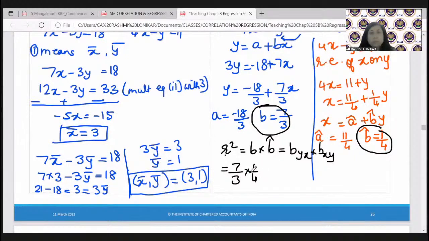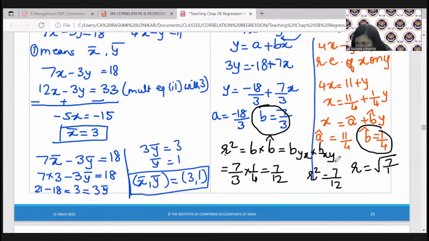What is the sign of both b's? It is positive. So what will be the sign of the correlation coefficient? It will also be positive. So this is 7 upon 12. So r square is equal to 7 upon 12, which means r is equal to the square root of 7 upon 12, which is equal to, how much is it? 7 divided by 12 and square root, 0.76.